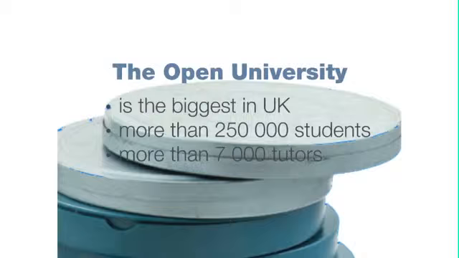So first of all, for those of you not from the UK, the Open University is the largest university in the UK. It's got more than 250,000 students, and it's got more than 7,000 staff. It's also got about 3,500 academic-related staff, and it has a very large developer community as well. We're looking at perhaps 120, 140 developers on the staff.